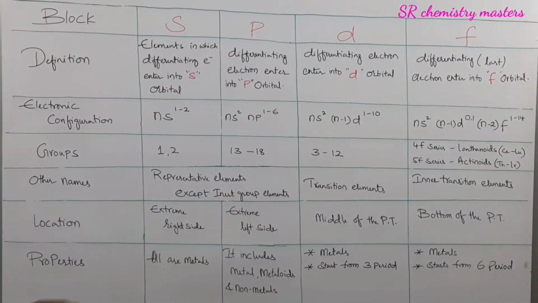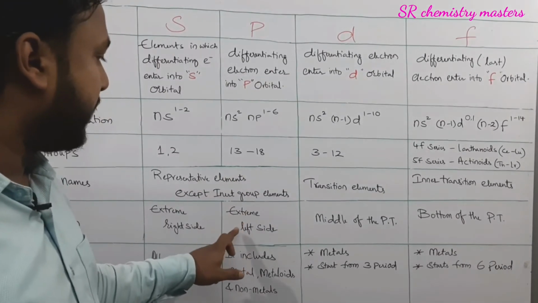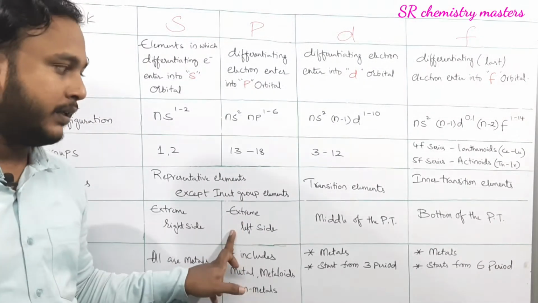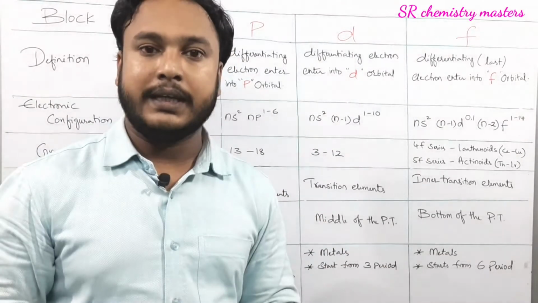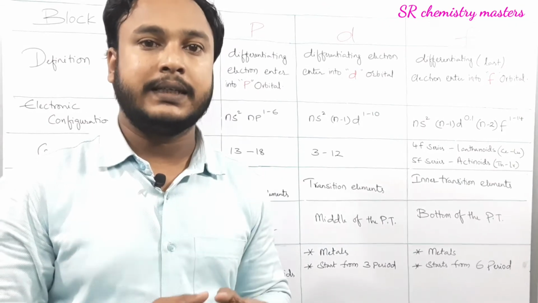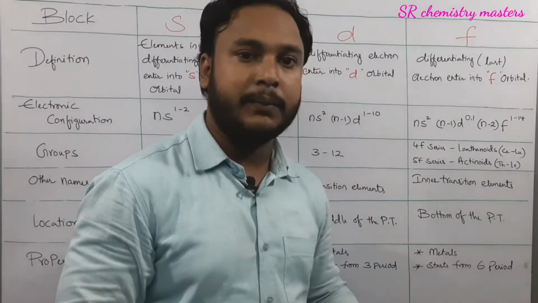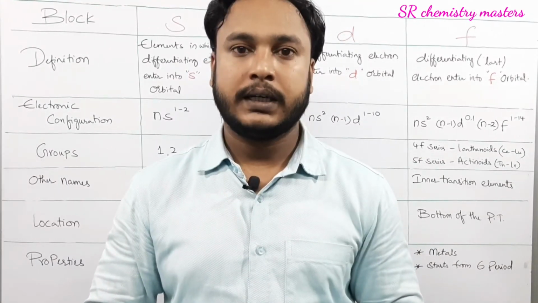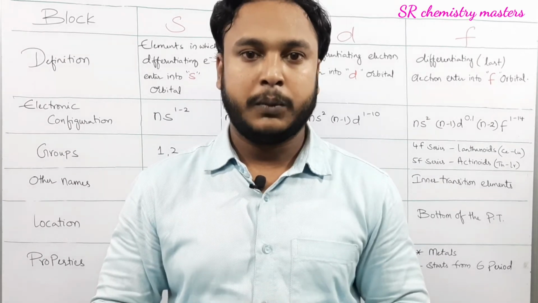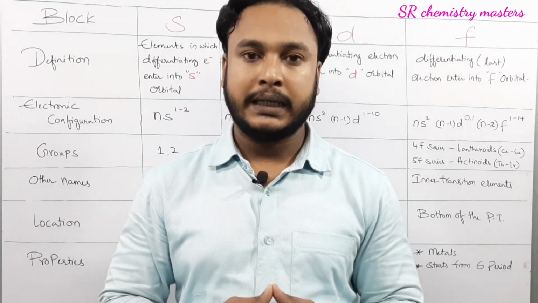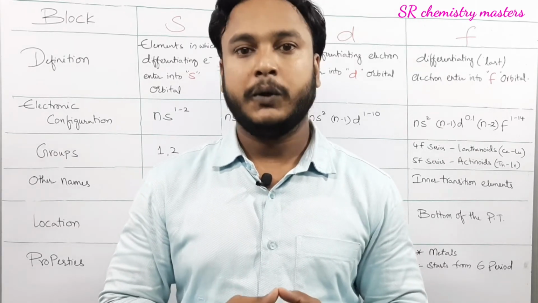Now let us see the location. The location of the S block is the extreme left side of the periodic table, whereas for the P block it is the extreme right side of the periodic table, whereas the D block is present in between the S block and P block, that is at the center of the periodic table, and F block elements are present at the bottom of the periodic table. It is just for convenience that F block elements are placed at the bottom of the periodic table, but actually the F block elements are in between the D block elements.